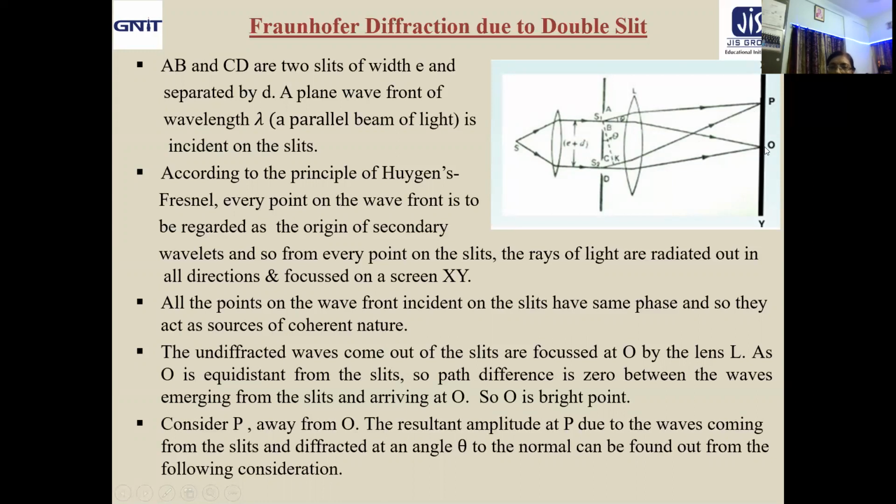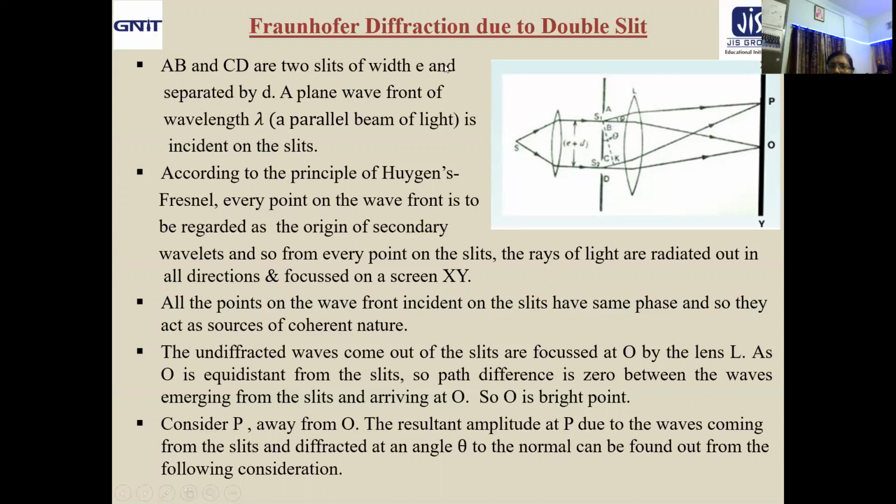Now, look at the position of O. It is equidistant with respect to S1 and S2, the two slits. That means the path difference is 0 between the waves emerging from S1 and S2 to reach the point O. So obviously O will be the position of a maximum. We will check it out.